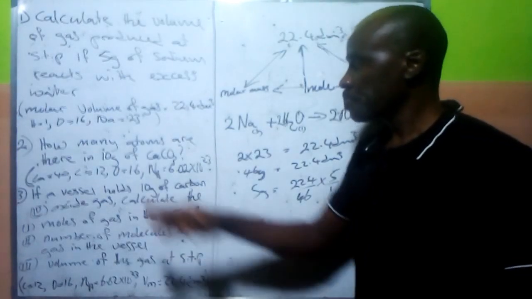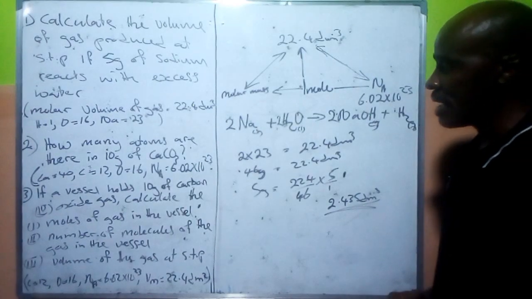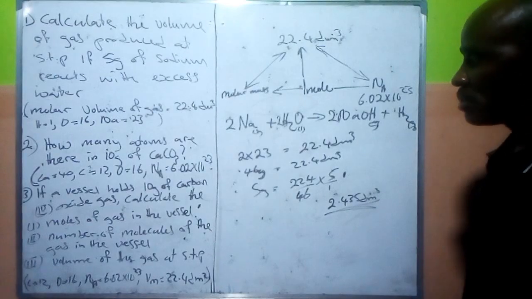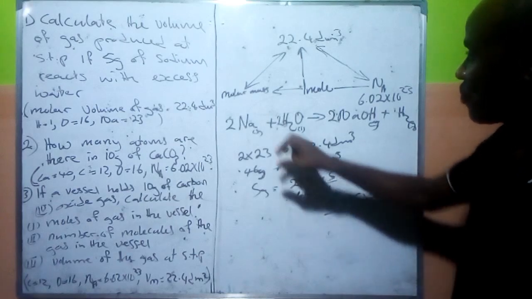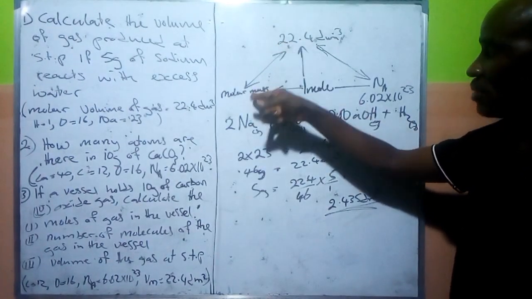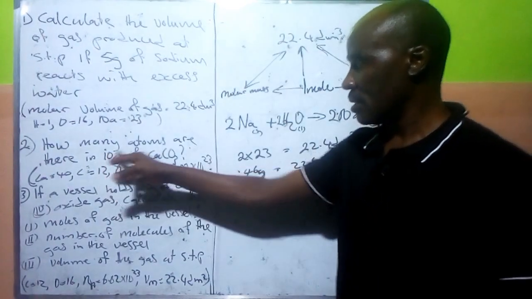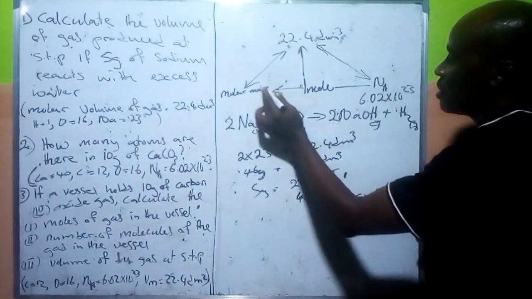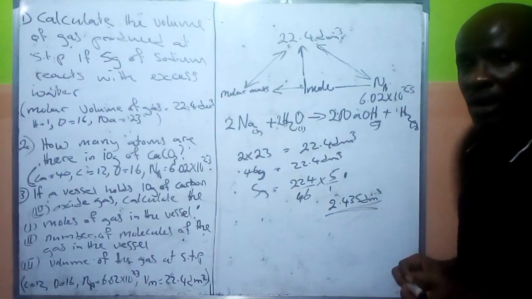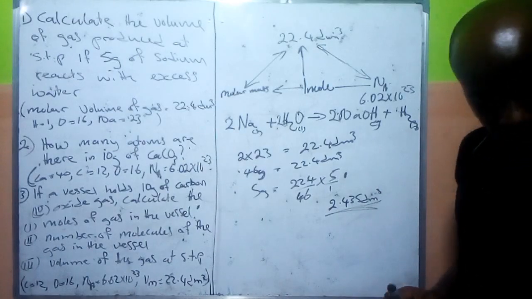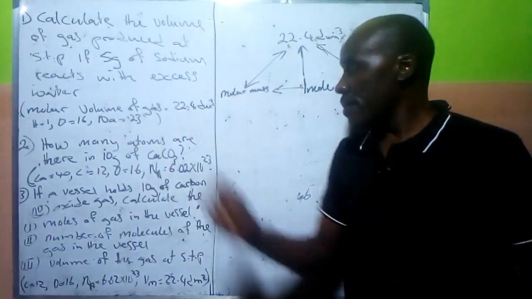The next question says, how many atoms are there in 10 grams of calcium trioxocarbonate IV? Just like the one we solved now, which went from mass to volume, what we are solving next is going from mass to Avogadro's number. So let's quickly do that right away. We say, how many atoms?